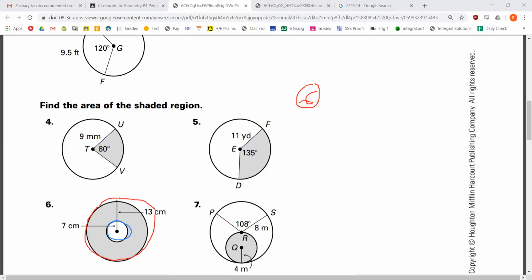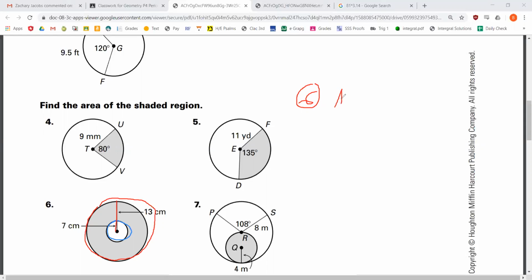So what is the radius in total of the big circle? Is it 13? Is it 7? Or is it something else? Anyone have an idea? Something else, right? Yeah, it's something else. It's 13 plus 7. So our radius is 20 in this case.